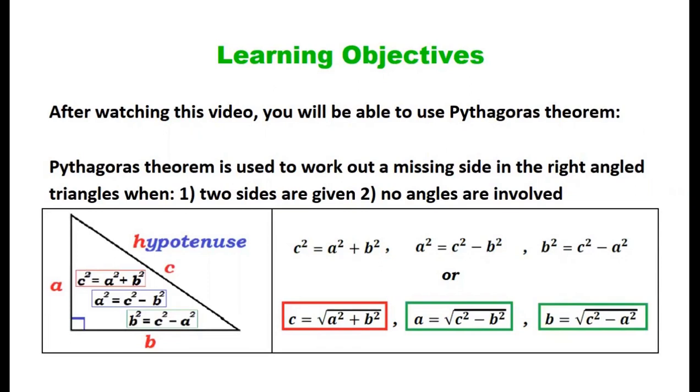As mentioned before, this theorem states that c squared is equal to a squared plus b squared. This formula can actually be rearranged in quite a few different ways. For example, a squared equals c squared minus b squared, or b squared is equal to c squared minus a squared, or simply c is equal to square root of a squared plus b squared, or a is equal to square root of c squared minus b squared, or b is equal to square root of c squared minus a squared, depending on which side we're going to work out.